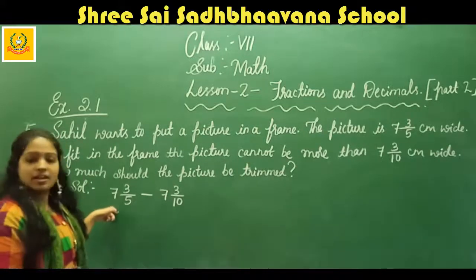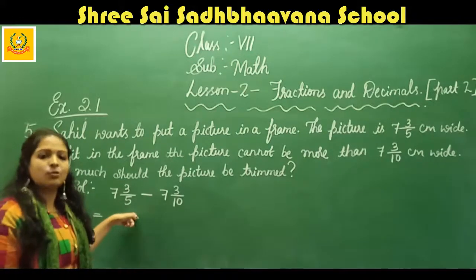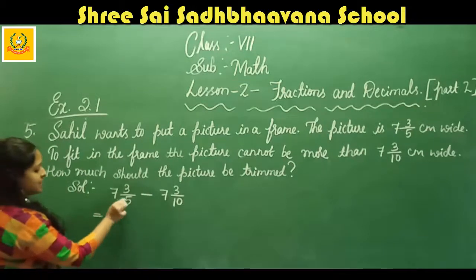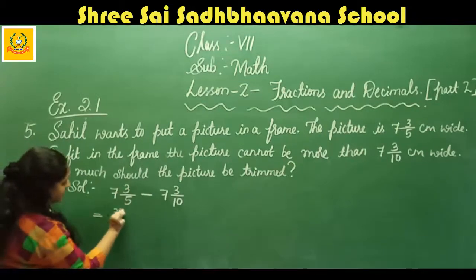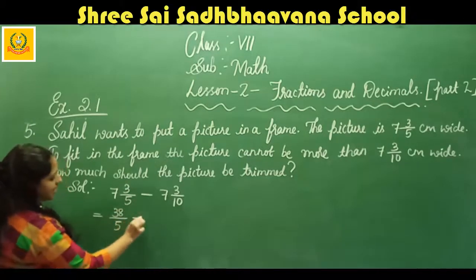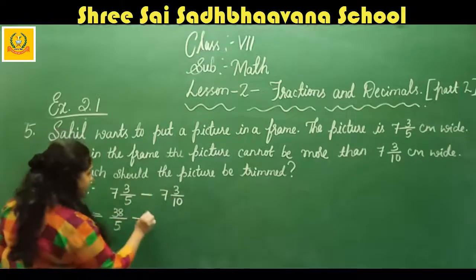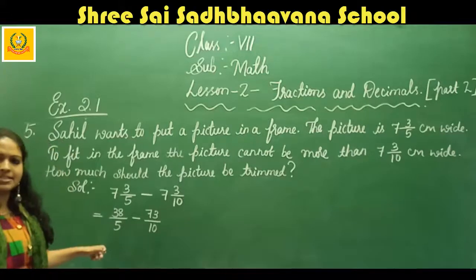Yes, here you see, mixed fraction is there. What you have to do? You have to convert this into an improper fraction. 7 5s are 35, 35 plus 3, 38. 38 by 5 minus 7 tens are 70, 70 plus 3, 73, 73 by 10. Can you subtract like this, children?